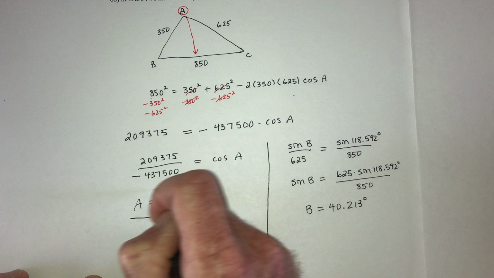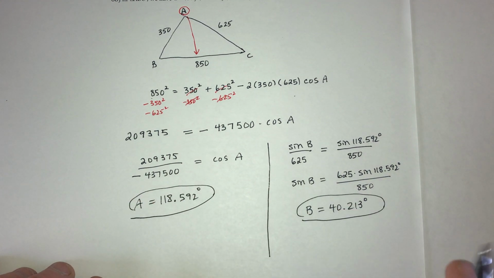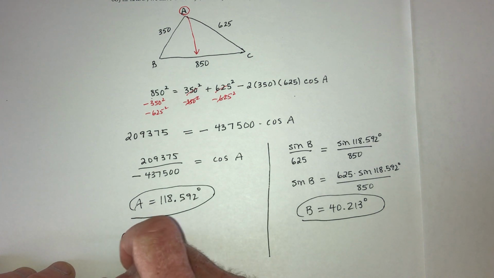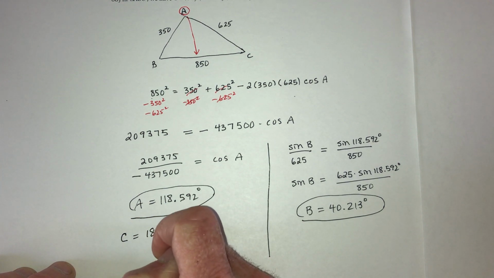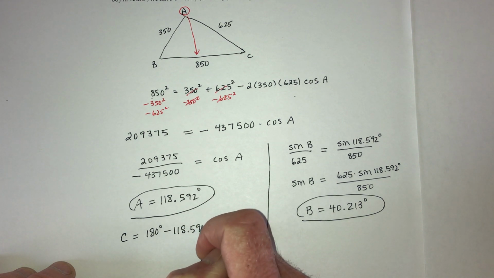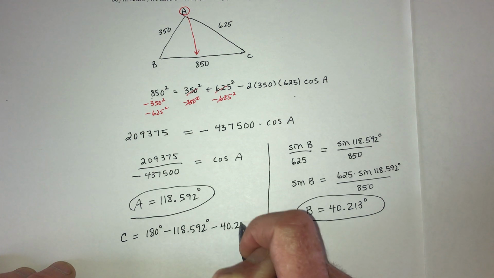So there's angle A, there's angle B, and finally for angle C, all three of them have to add up to 180, which means that C would be 180 minus the 118.592, and also minus the 40.213.